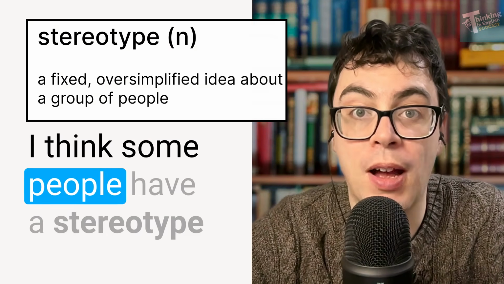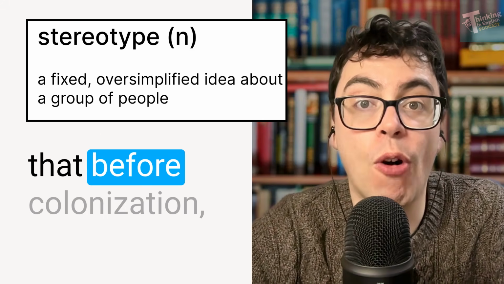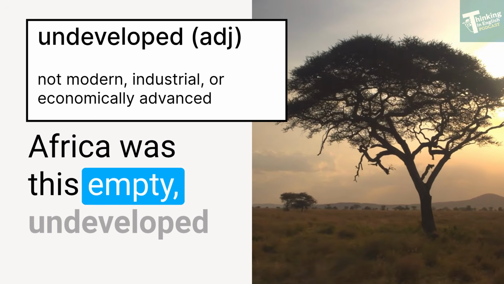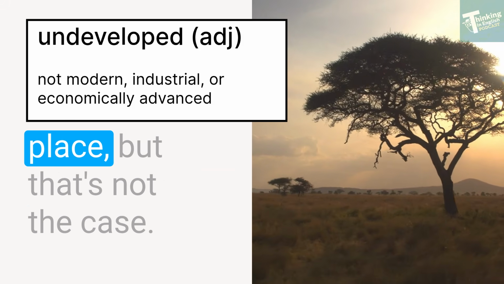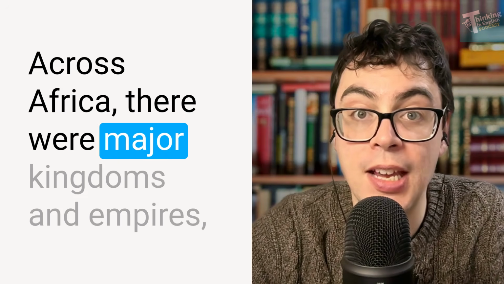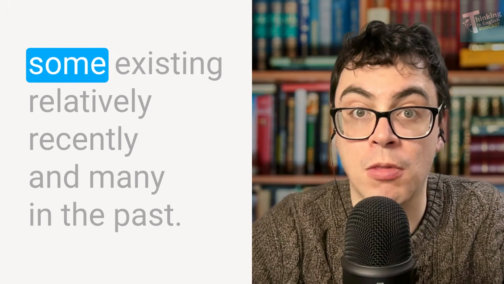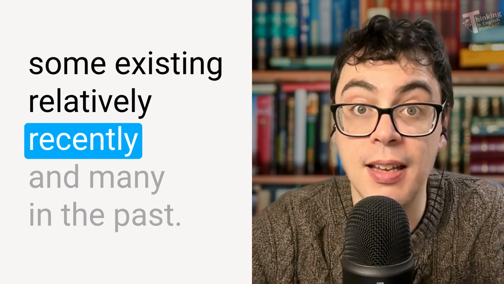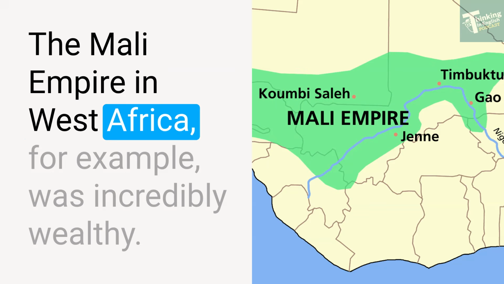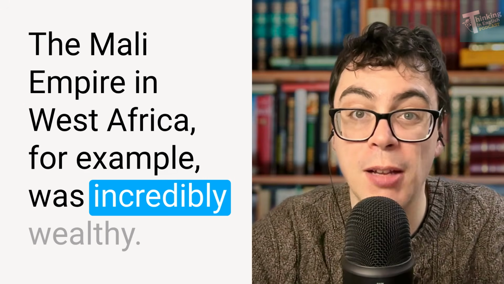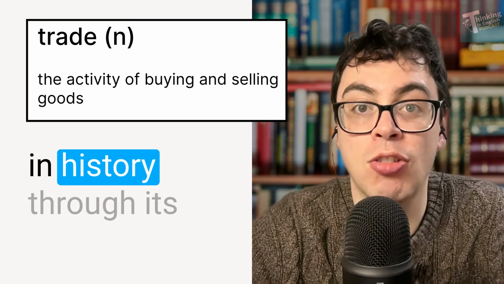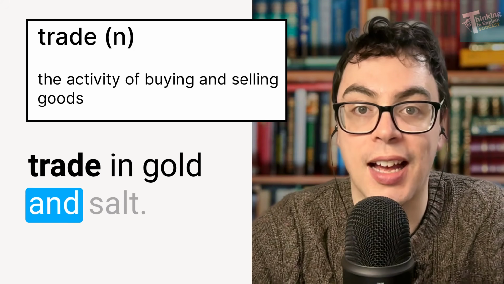I think some people have a stereotype that before colonization, before colonialism, Africa was this empty, undeveloped place. But that's not the case. Across Africa, there were major kingdoms and empires, some existing relatively recently and many in the past. The Mali Empire in West Africa, for example, was incredibly wealthy. It became one of the richest empires in history through its trade in gold and salt.